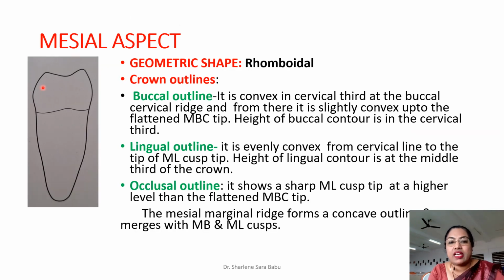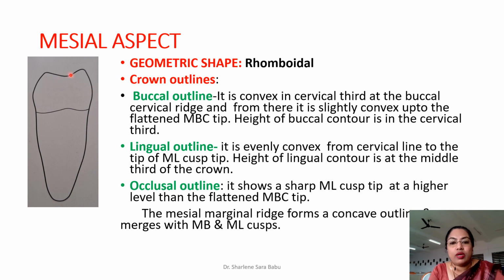Moving to the mesial aspect, the geometrical shape is rhomboidal. The buccal outline is convex in the cervical third at the buccal ridge, and from there it is slightly convex up to the flat-ended mesiobuccal cusp tip. The height of buccal contour is at the cervical third. Lingual outline, it is evenly convex from cervical line to the mesiolingual cusp tip, and the height of lingual contour is at the middle third of the crown.